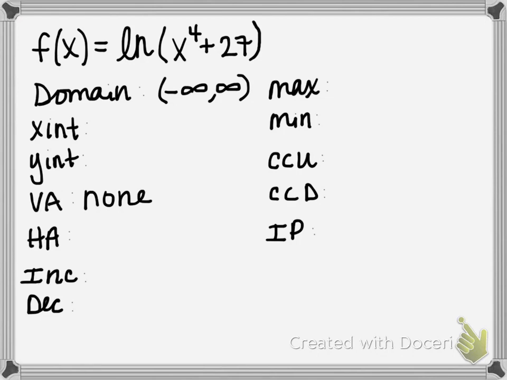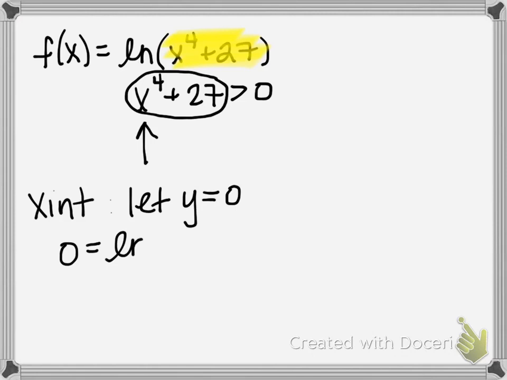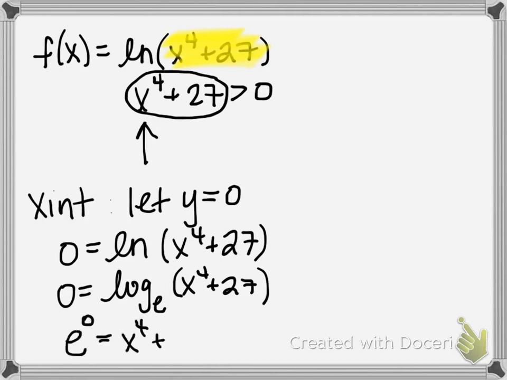So let's move on to the x-intercept. So anytime we're finding an x-intercept for any type of function, remember that's always where the graph crosses the x-axis, so we're going to let y equal 0. So 0 is equal to the natural log of x to the fourth plus 27. This is a log equation that we're going to try to solve. So remember that natural log is really a logarithm with a base of e. So we want to think of this log equation in its exponential form. So if you rewrite it, this becomes e to the 0 power is equal to x to the fourth plus 27.